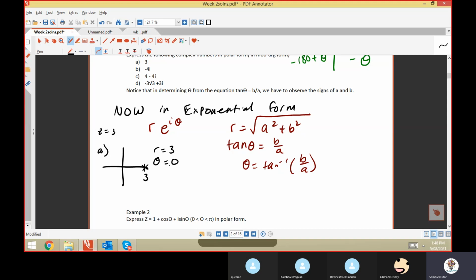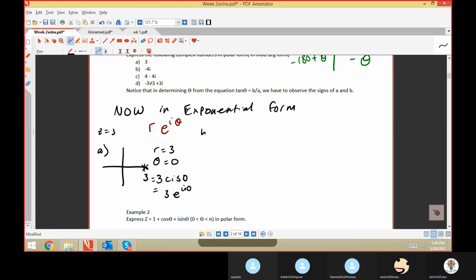So what's the answer if you said write it in mod arg form? 3 cis 0. And if you said write it in exponential form, 3e^(i0), which we all know is 3, but still good to know how it's written in both forms. Any questions?